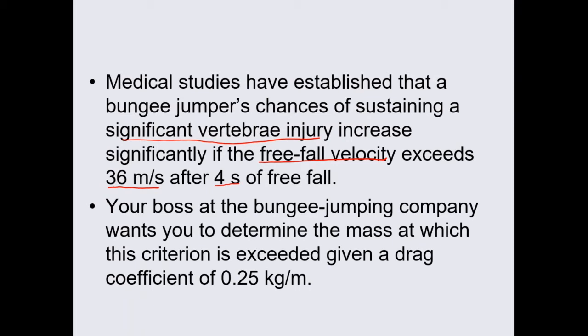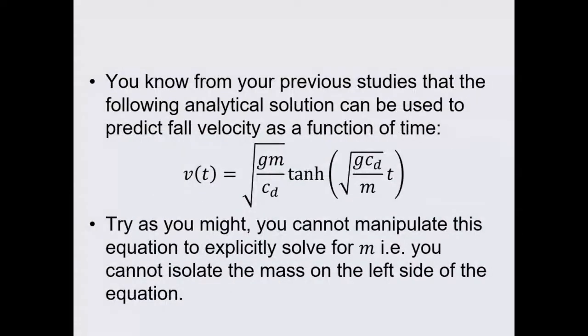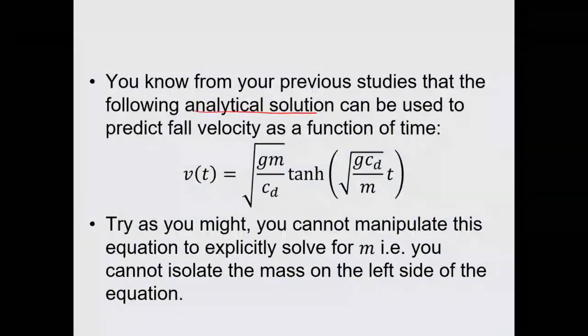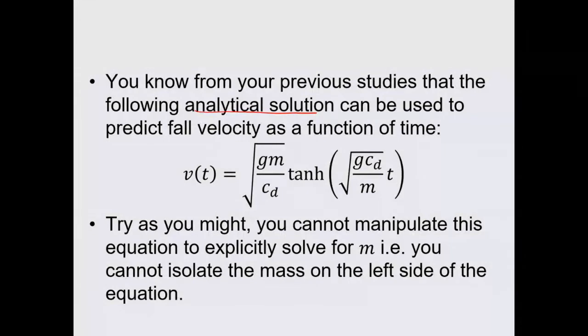So suppose you are working in a bungee jumper company and your boss wants you to find the mass at which this criteria is going to be met, and he wants you to find it given that the drag coefficient is 0.25 kilograms per meter. Now we already found this from chapter 1 that the analytical solution for the velocity can be given by this equation.